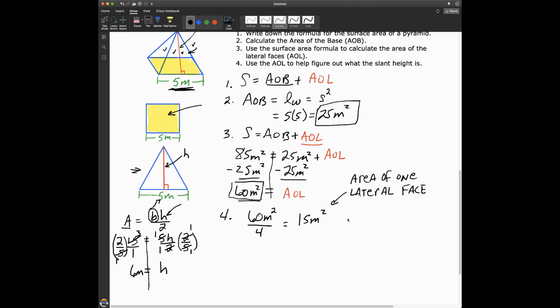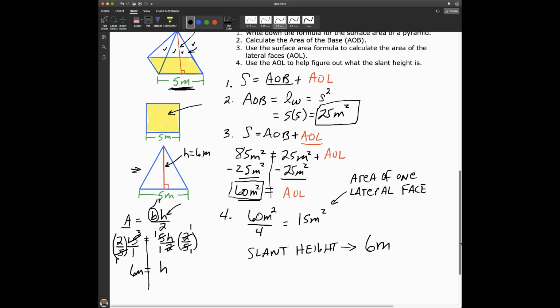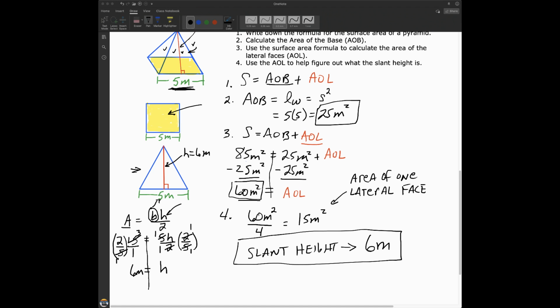So the area of one lateral face is 15 meters squared, and so the slant height would be 6 meters. Okay, so the height is 6 meters. All right, so that's how you solve this problem. Those are the steps that I use to solve it. Hopefully that's less confusing. And again, I appreciate the feedback.